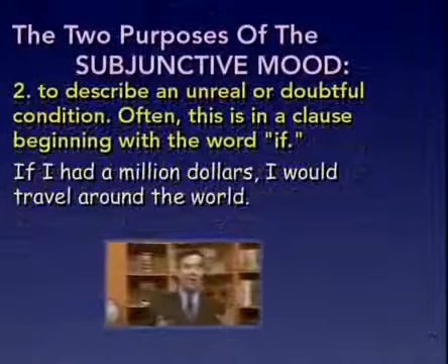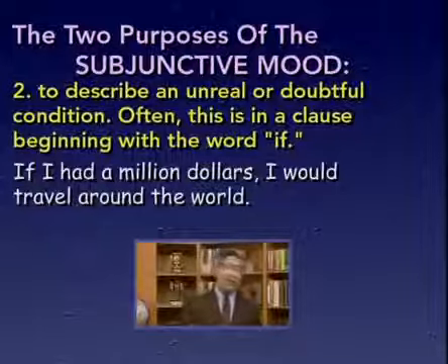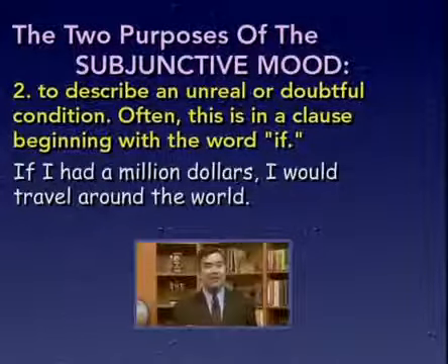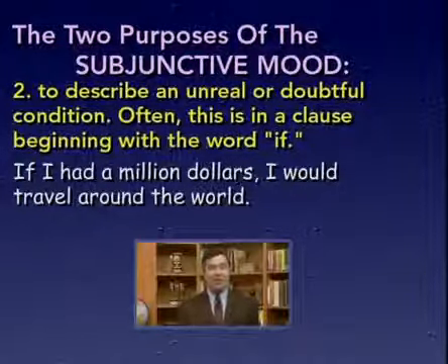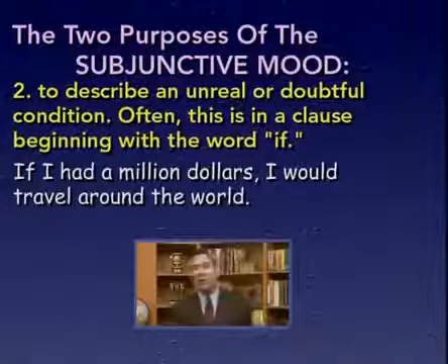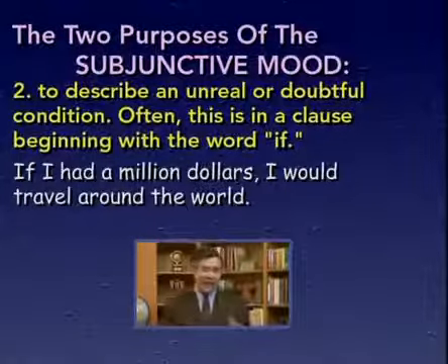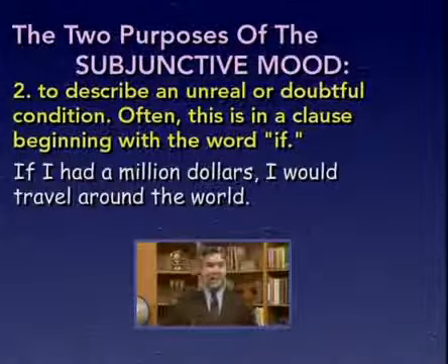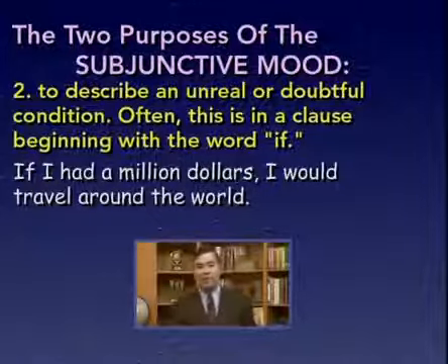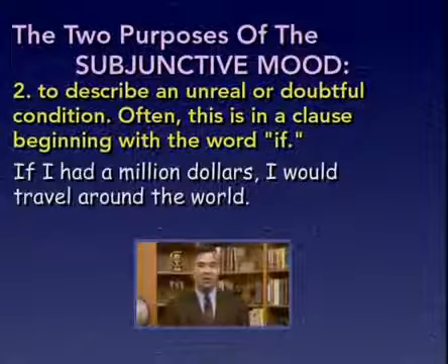Remember, we're talking about describing an unreal or doubtful condition, very often in a clause that begins with the word if. Here's an example. If I had $1 million, I would travel around the world. Now, there are 2 clauses in this sentence. If I had $1 million and I would travel around the world. The second one is describing what I would do if the first clause were true.